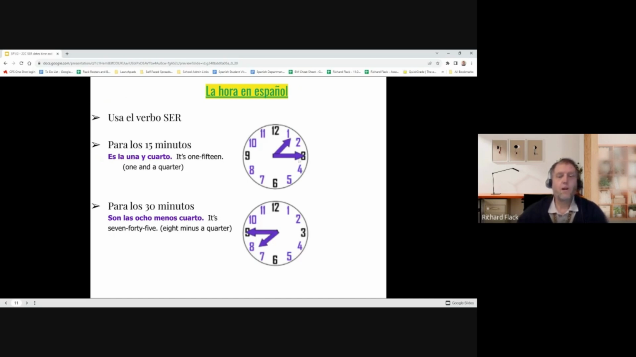If it is the quarter hour, we're going to say es la una y cuarto. Cuarto means a quarter. Be careful, that's close to the word cuatro, which means 4, but it's spelled differently. Cuarto, not cuatro. Cuarto means a quarter. It's 1:15, we would say in English. And if we're at the 45-minute mark, that's a quarter of an hour before. Remember, we're past 30 minutes, so we're going to subtract. Son las ocho menos cuarto, 7:45, or 8 minus a quarter.